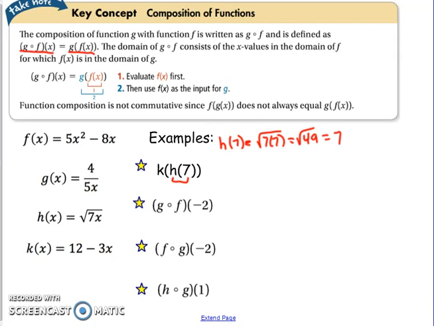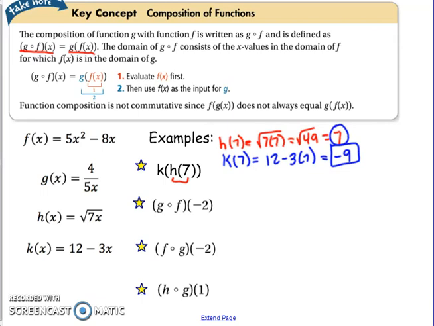Now I'm going to do k of this answer, so k of 7. I go to k and plug in 12 minus 3 times 7, and I end up with negative 9. The final answer is the one that's boxed, so negative 9 is our final answer. The 7 helps us get to our answer, but it's not our final answer.